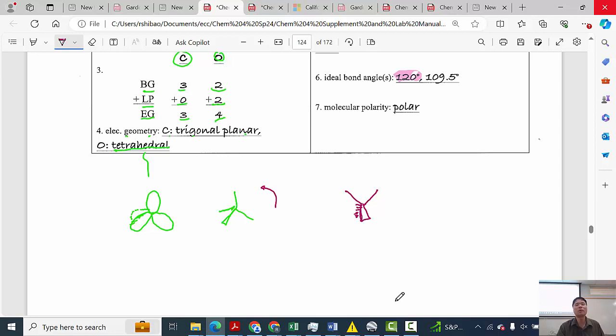Yeah? Yes. Okay. So this is tetrahedral. In tetrahedral, there are 2 in the plane, 1 coming out. And so when we draw the tetrahedral, we put 2 in plane, and then 1 out, 1 in.